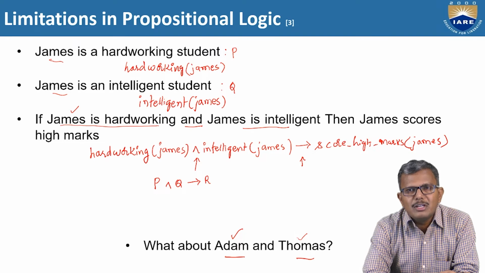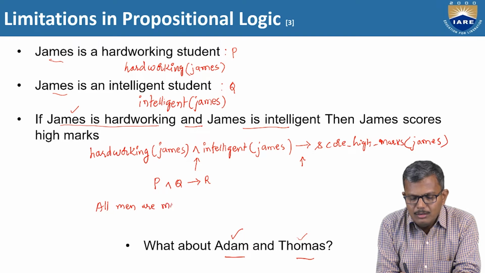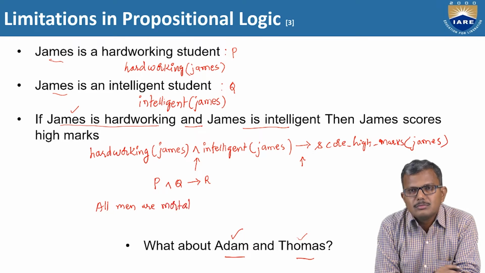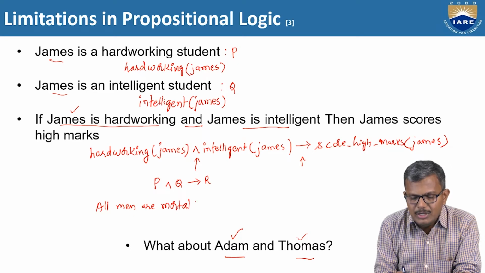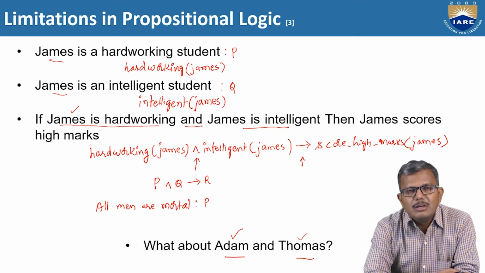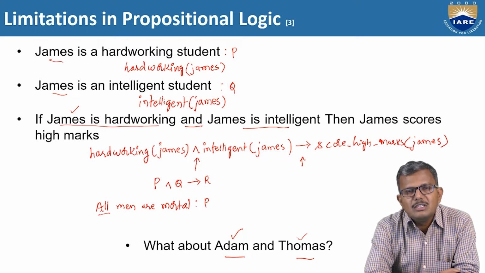Okay, and one more important observation is this. For example, if there is a statement called all men are mortal, then generally, if a statement says that a man is mortal, we can represent it with a variable in propositional logic, that is P. But what happens about this word all? How do we represent this all in mathematical form?